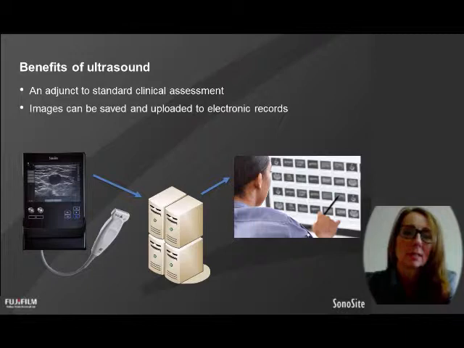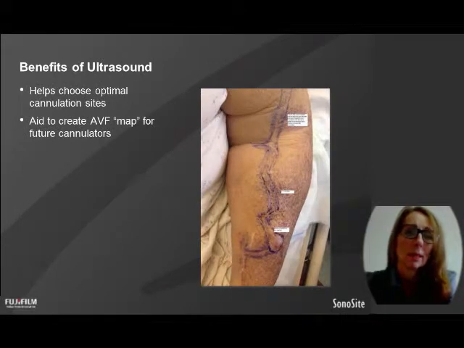We can capture images and save them for future reference. We can also upload those images to electronic records, send them to surgeons or nephrologists so that we can request assistance if we've got any concerns. Images can be saved and uploaded for future reference so that we can look back and do a comparison, but also to send to the surgeons or nephrologists if we have any concerns. It helps us to choose optimal cannulation sites.